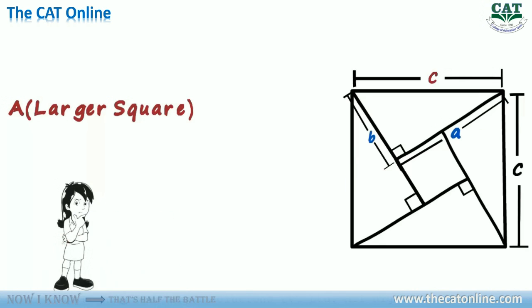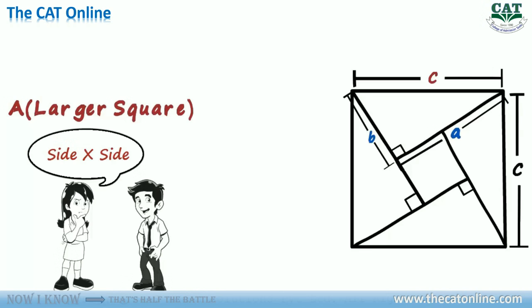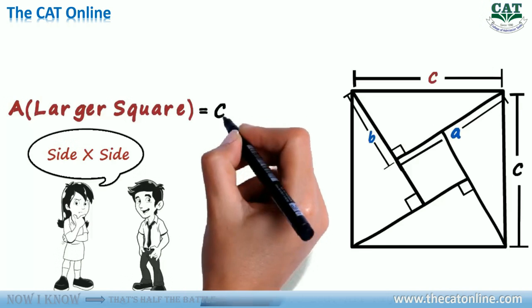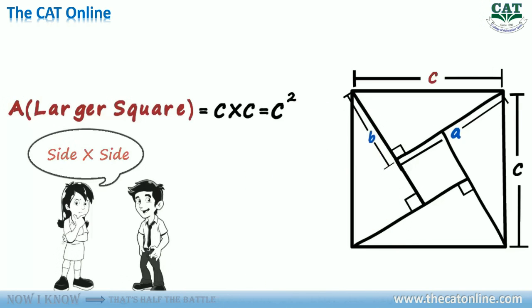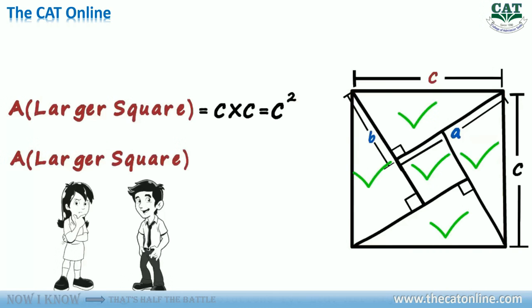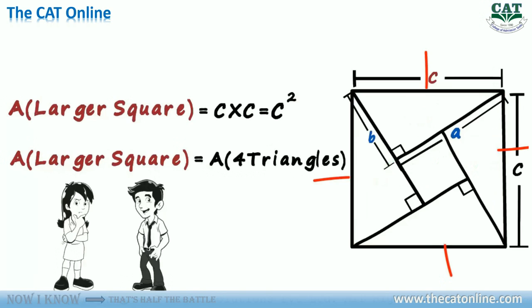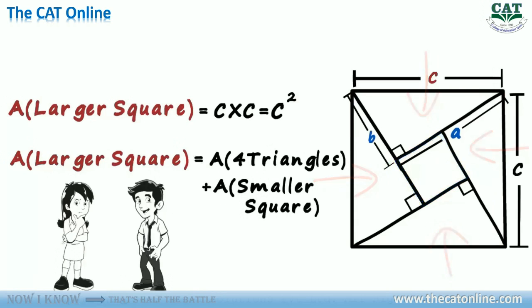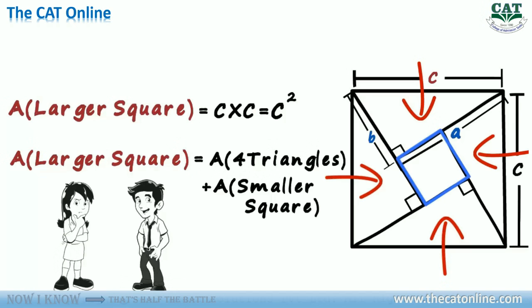Zara and Zen were discussing how they can find the area of the larger square. Zara says that the area of any square equals side multiplied by side. So she writes the area as c times c, which equals c squared. Zen does not use the formula, but instead thinks of a different way to find the area of this square. He says that the area of the larger square will equal the area of the 5 figures formed within the square, 4 of which are triangles and 1 square. So the area of the larger square will be equal to the area of the 4 triangles plus the area of the smaller square formed in the center.